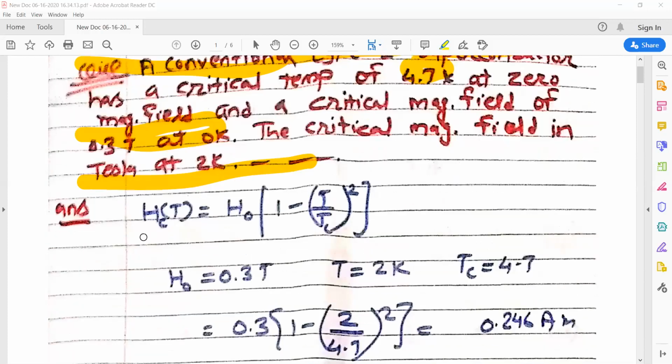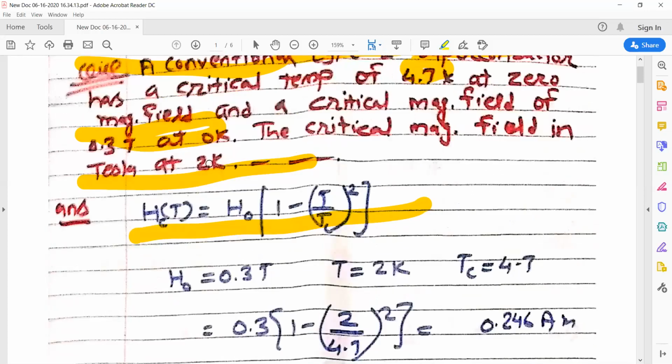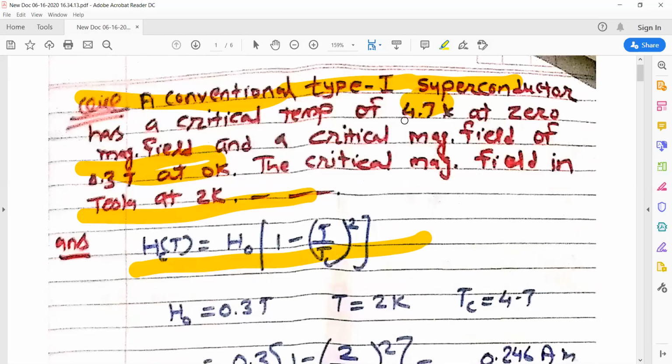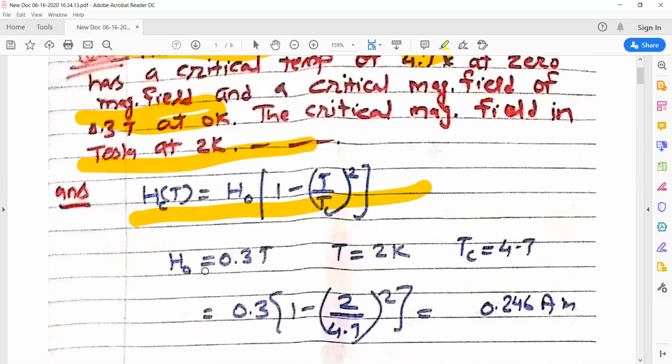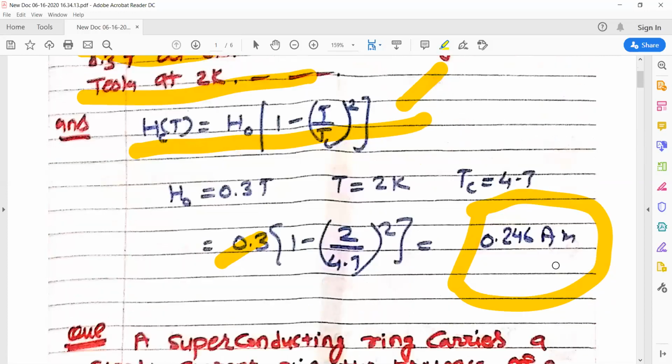So here we can put these values in this formula. Here H0 is 0.3 Tesla, and temperature is 2 Kelvin. At 2 Kelvin we need to find the critical magnetic field, and Tc is given as 4.7. So these are the values we have, and then we will put them in the formula. This is the Hc(0), this is the temperature, and this is the Tc. So we will put all the values in this particular formula, and we will find the critical magnetic field. This particular question was asked in the GATE exams.